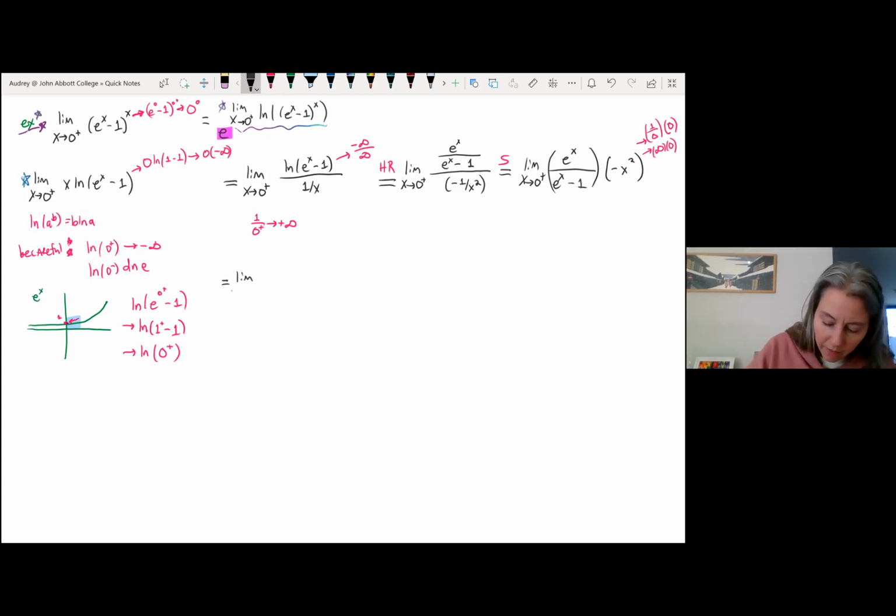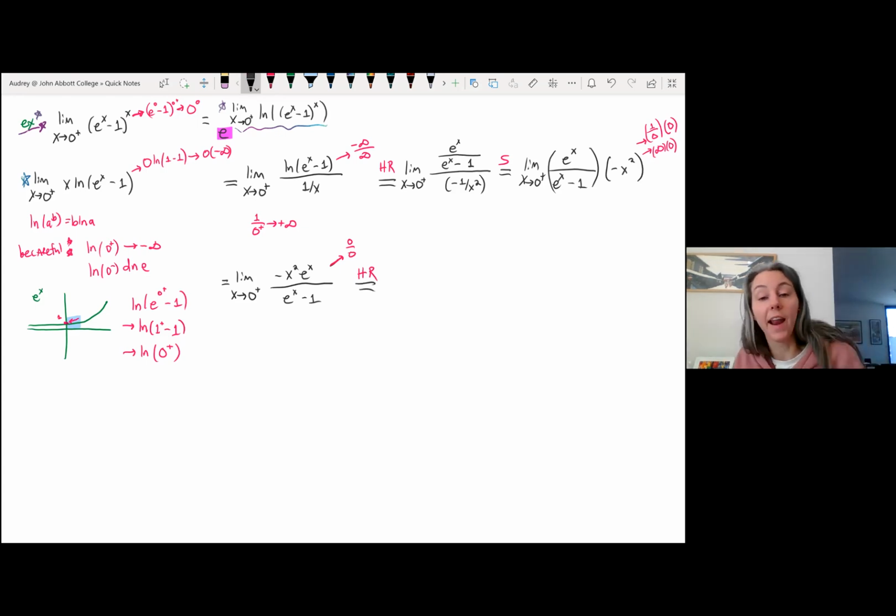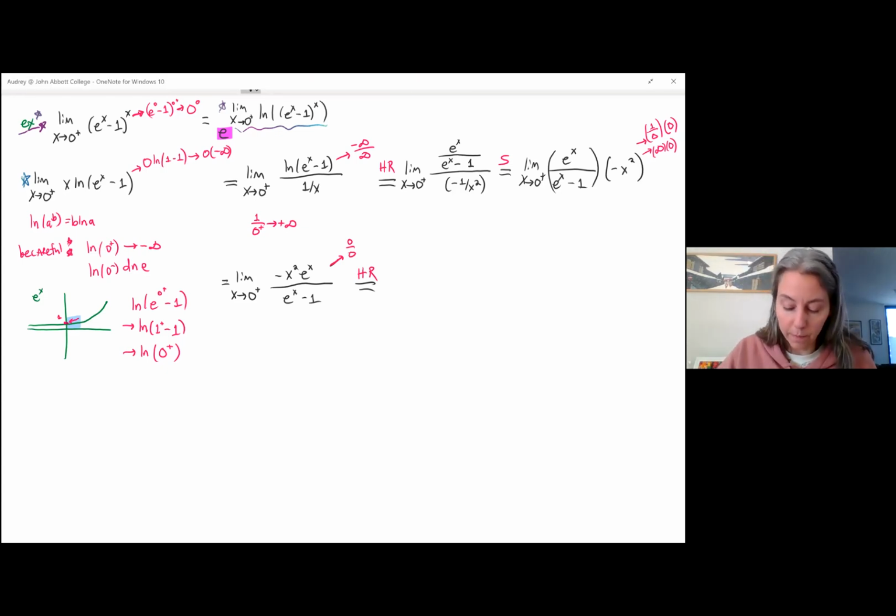So if I think of this now, as x goes to 0 from the right, of negative x squared e to the x, that this is actually just 0 over 0. And at this point, I will now apply L'Hopital's rule again, after I brought that x squared up to the top.